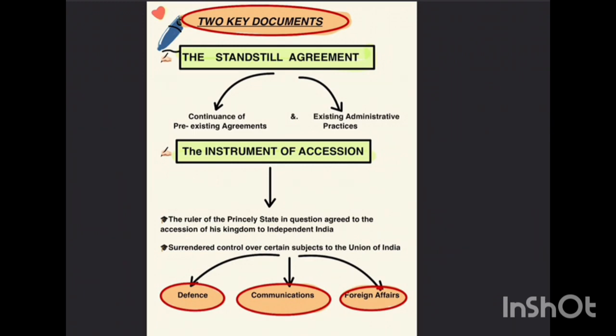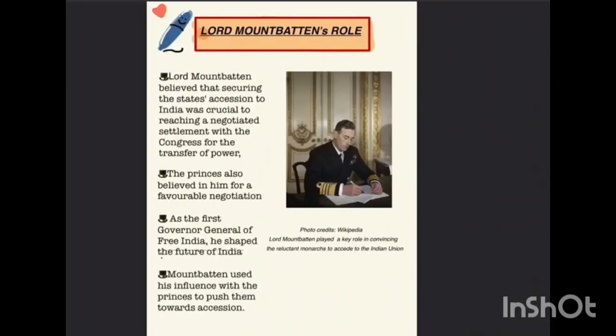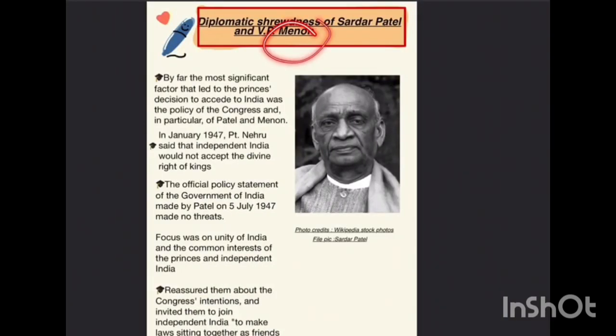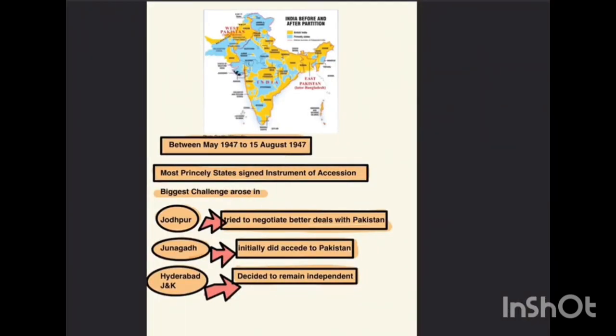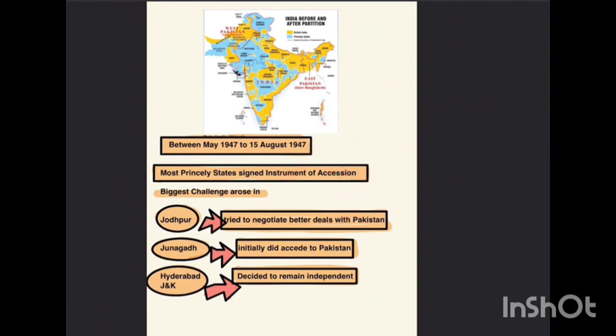So this is a brief introduction about how the process of integration of India happened, what the key documents were, and who the key people and masterminds were: Sardar Patel, Lord Mountbatten and VP Menon. Having had this brief introduction, let's understand what happened around the time of independence. From May to 15th August 1947, most of the princely states acceded to the Union of India. They signed on the dotted lines and agreed to join the Union of India.